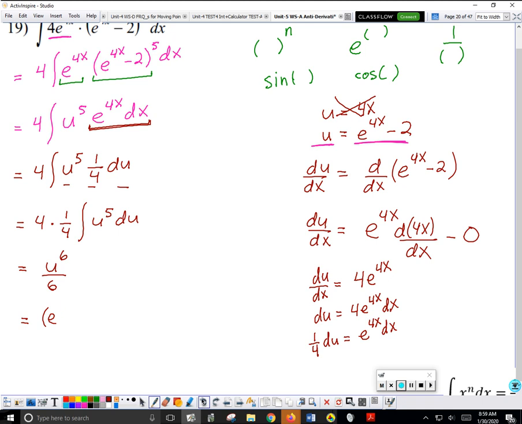So e to the 4x minus 2, to the 6th power, all divided by 6. And then I remember that maybe there was a minus 7 or something, I don't know, so plus c. If you take the derivative of that, you will get what we started with. Woo!